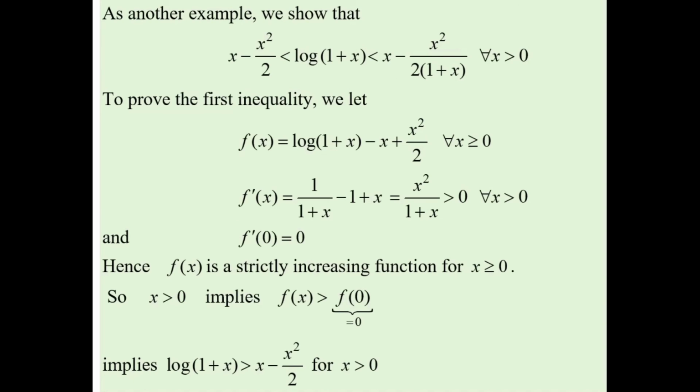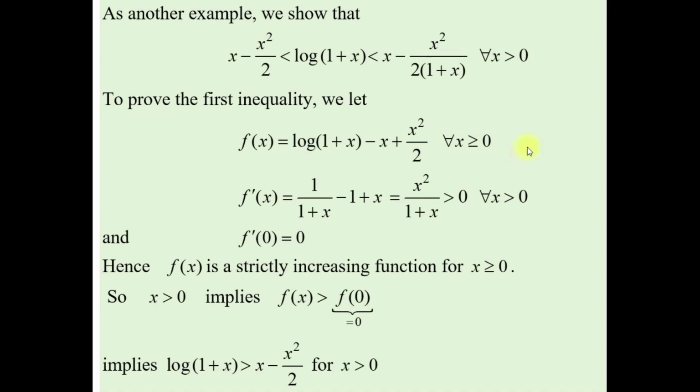As another example, we show that x minus x square by 2 is less than log of 1 plus x, which is less than x minus x square by 2 times 1 plus x, holds for x greater than 0. To prove the first inequality, we let f of x be the difference of the first two functions, and that is equal to log of 1 plus x minus x plus x square by 2, where x is greater than or equal to 0.